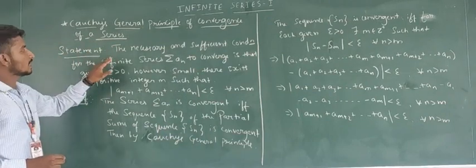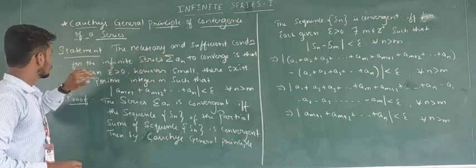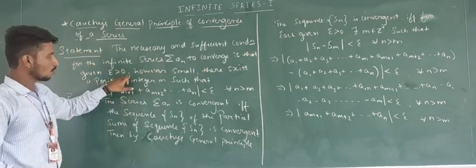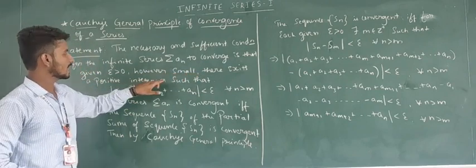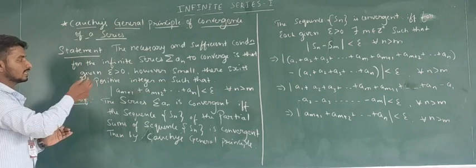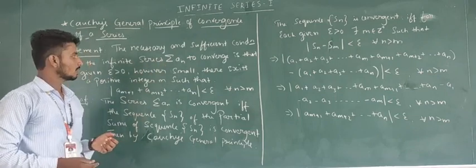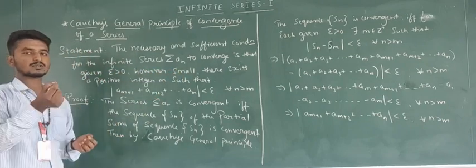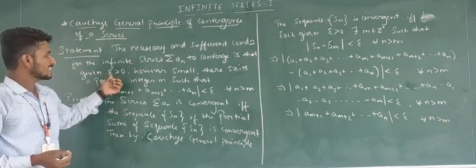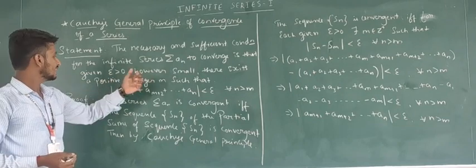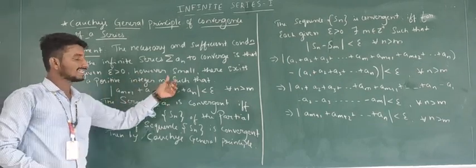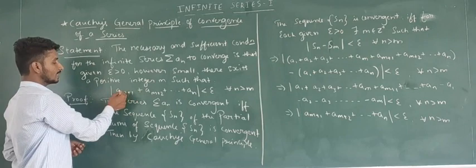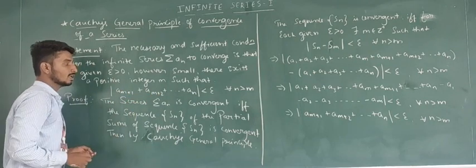Next we will see the general principle of convergence of a series. The statement is: the necessary and sufficient condition for the infinite series summation an to converge is that, given epsilon greater than 0, however small, there exists a positive integer m such that the modulus of am+1 plus am+2 plus so on plus an is less than epsilon.